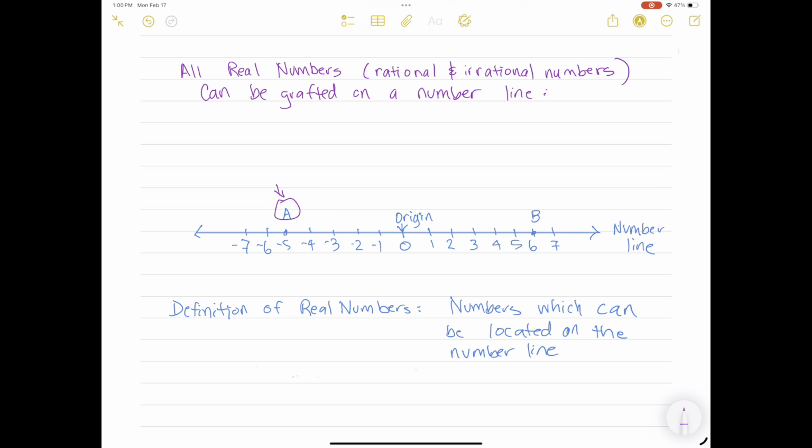Each point on the number line is called the graph of the number on the line. The number is called the coordinate of the point. The coordinate of point A is -5. The graph of -5 is point A. The coordinate of point B is 6. The graph of 6 is point B. So the definition of real numbers are numbers which can be located on the number line.